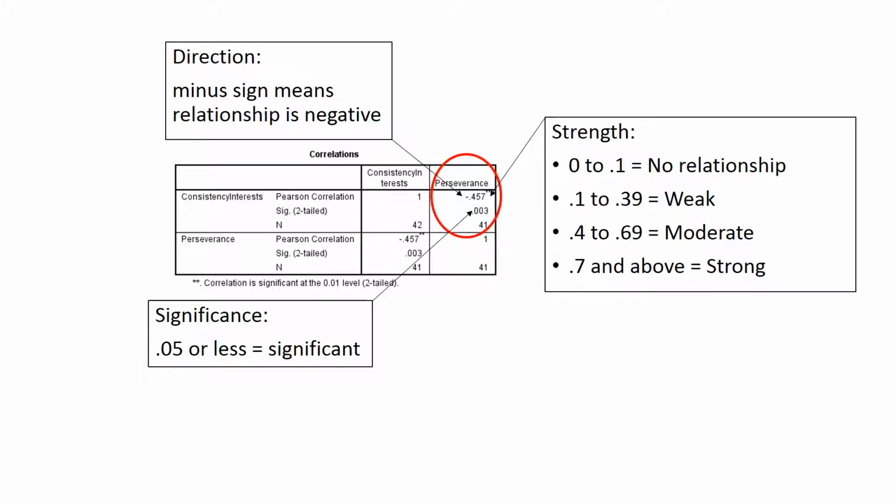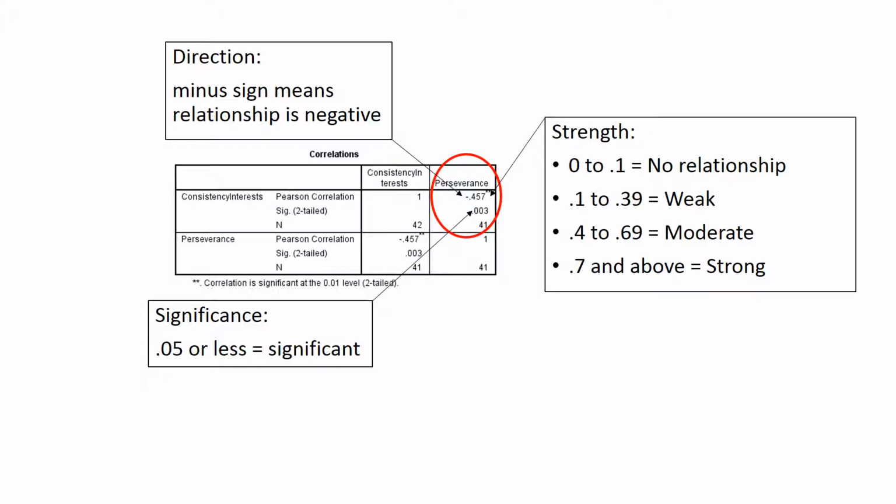To determine the direction, we look for a minus sign next to the number in the Pearson correlation line. If there isn't a minus sign, then the relationship is positive. To determine the strength of the relationship, we look at the number in the Pearson correlation line. Different researchers use different cutoff values for calling a correlation strong, but the information in this slide is consistent with most interpretations. That means the correlation in the example is moderate in strength.